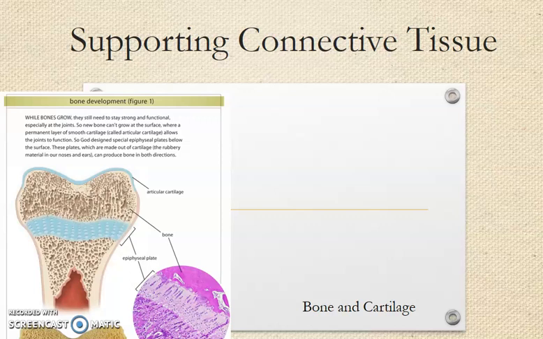Hello. Today's lecture is on supporting connective tissues. In chapter 4, we went over the proper connective tissues and blood. Those are the connective tissues that are generally binding and holding things together. The supporting connective tissues, which are bone and cartilage, are supporting the body.